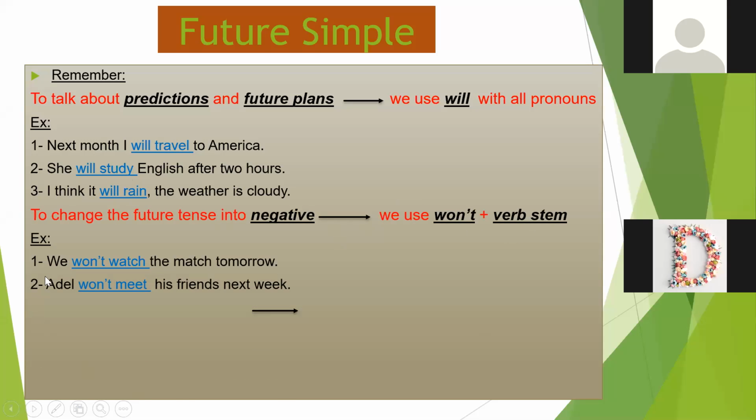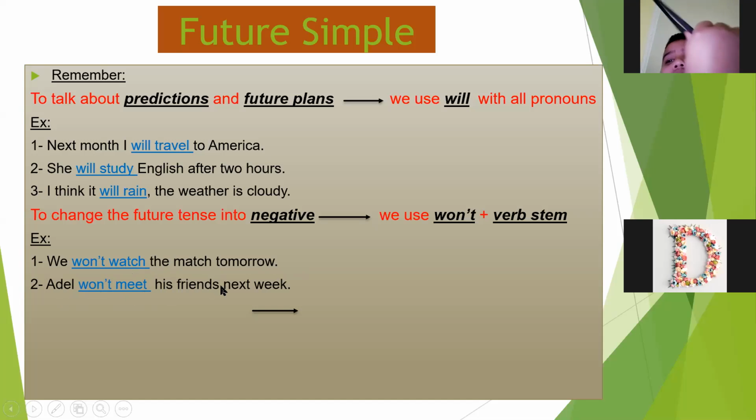Let's see the example. We won't watch the match tomorrow. Won't here again means what? Means will not. Excellent. So won't here means will not. And after will not, I will put the verb stem.